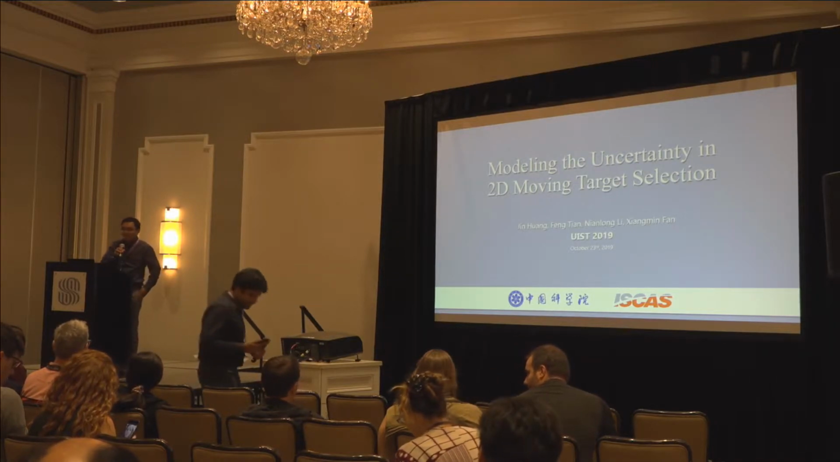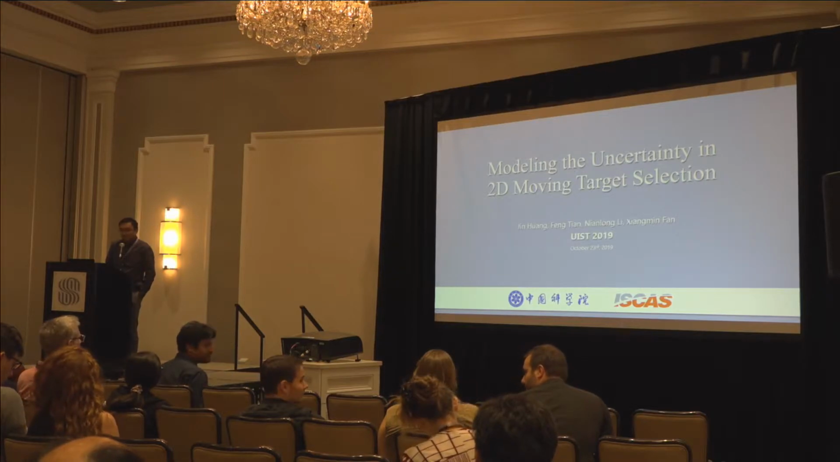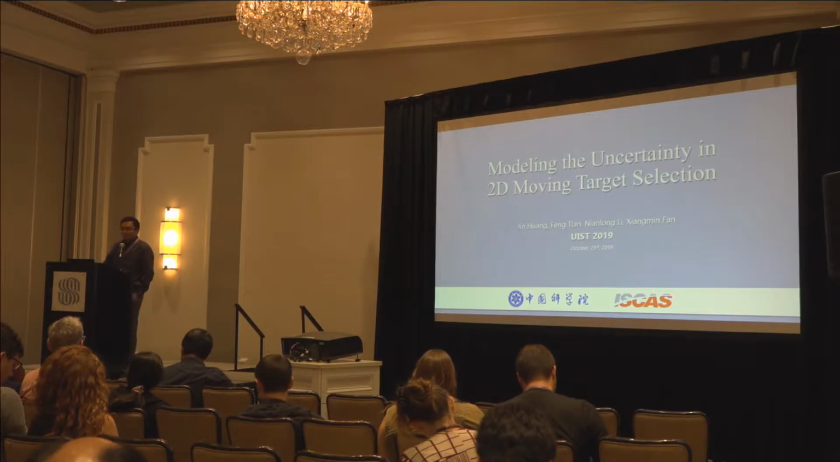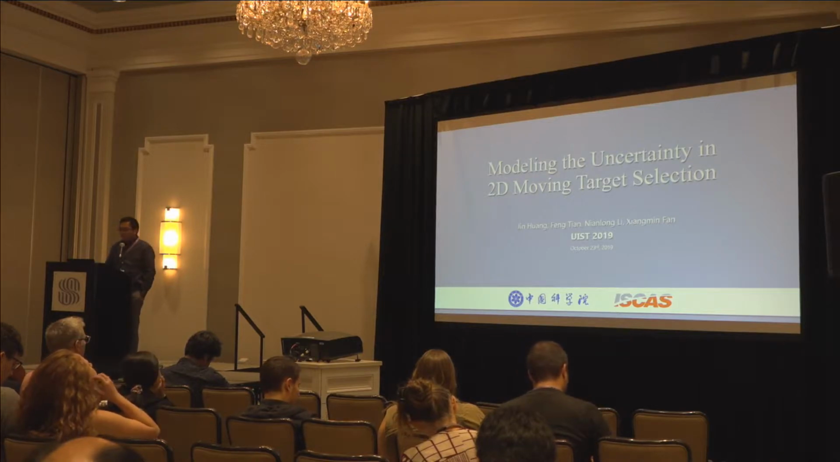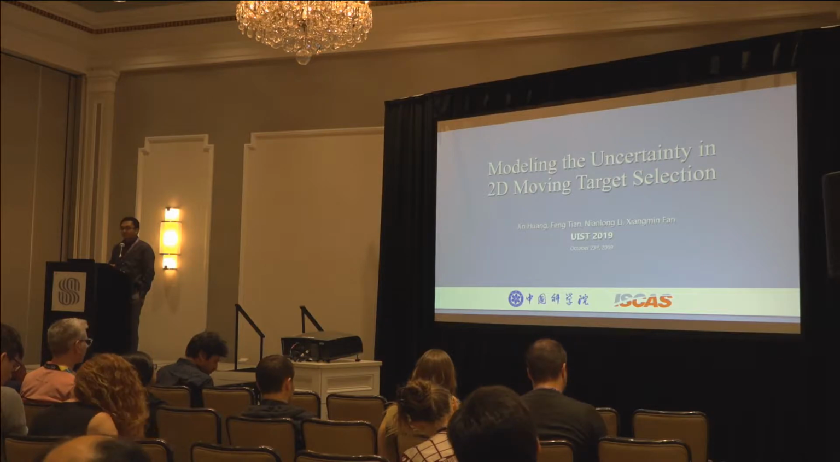So the paper was written by scholars from the Chinese Academy of Sciences. Somehow they could not come due to a visa issue, so it's a great honor for me to present the paper for them. The paper is about modeling the uncertainty in 2D moving target selection.